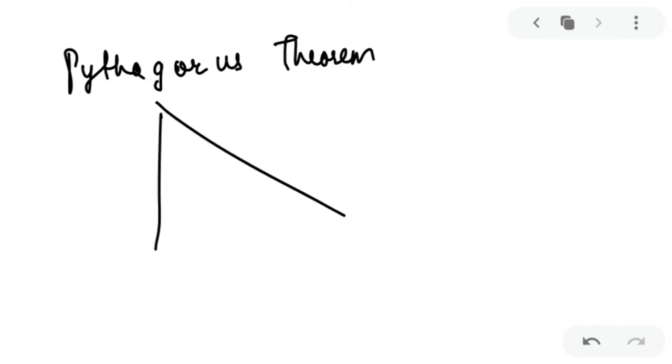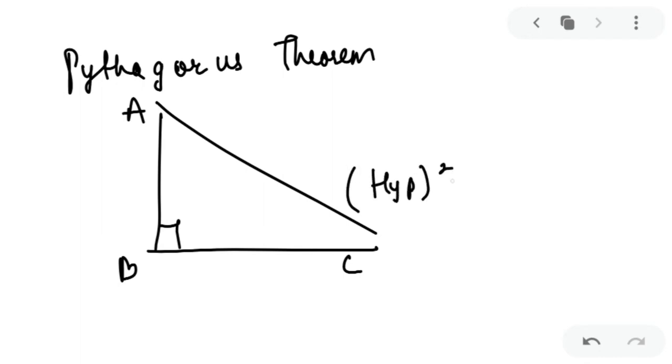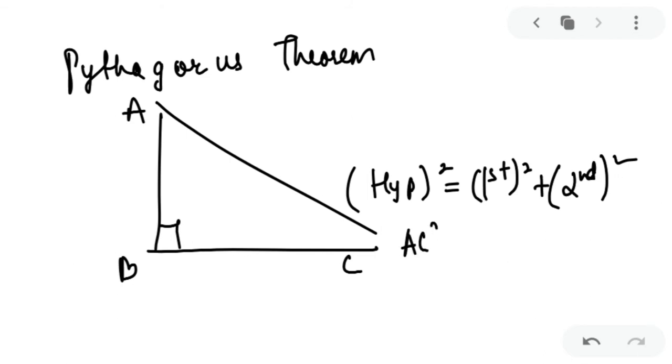Next is your Pythagoras theorem. It is applicable only in right angle triangle, which says if I am giving you something like this, hypotenuse square is equal to first side square plus second side square. So in that case, AC square is equal to AB square plus BC square.